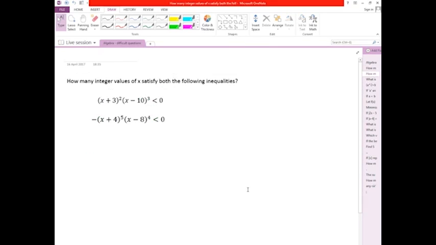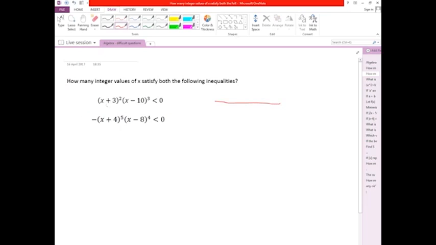Now this is relatively simple. Such a question you should be able to solve. There is just one thing which you need to notice, and that's why we have this question here. How many integer values of x satisfy both the following inequalities? So let's look at the first one. We did how to solve polynomial inequalities in the last session. So if you don't remember, go and revise.